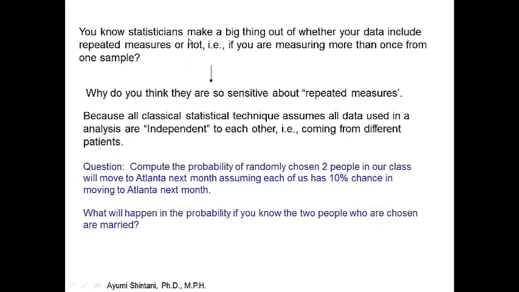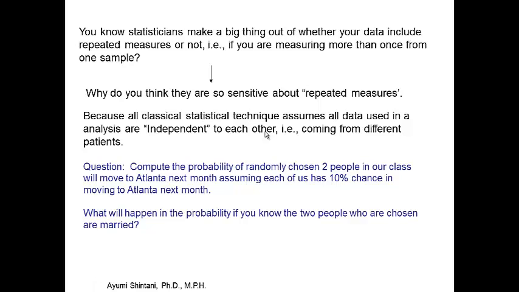Statisticians make a big thing out of whether your data include repeated measures or not, whether it's paired or not, whether you're measuring more than once from one sample or one time from each sample. Why do you think they are so sensitive about repeated measures? Because all classical statistical techniques assume the data used in analysis are independent of each other.